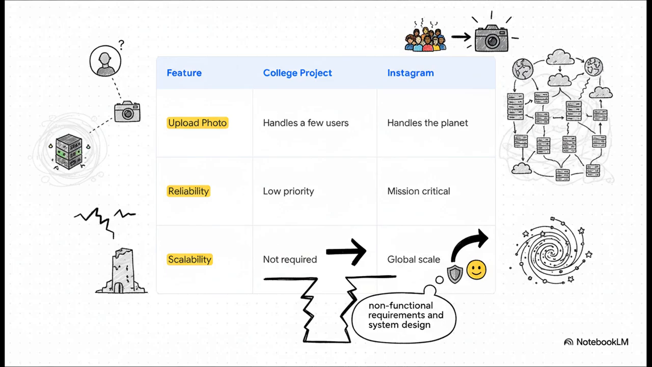Let's bring this down to earth. Think about a simple college project versus Instagram. They both let you upload photos, right? But one is built to handle maybe you and a few friends. The other has to handle the entire planet. That gigantic difference, that engineering chasm, that is all about non-functional requirements and good system design.